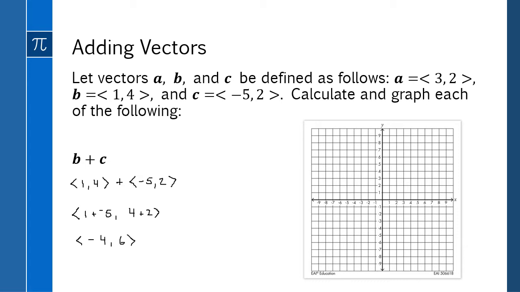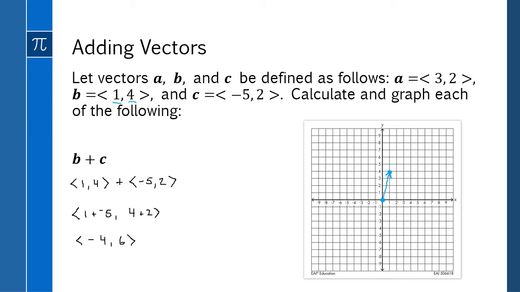So on the graph, if we place vectors B and C head to tail, we should end up at the point -4, 6. So let's see what this looks like visually. Starting off with vector B, terminal point 1, 4. So I start at the origin, end at the point 1, 4. There is vector B. Let's draw that a little more neatly.